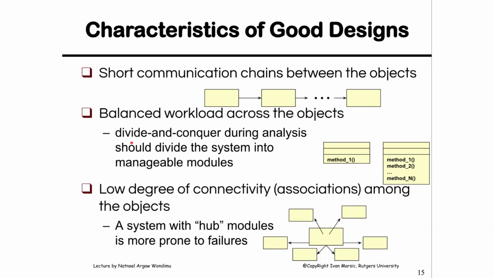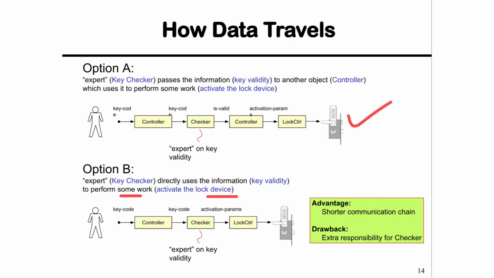But the second characteristic of good design is balanced workload across the objects. This is mainly due to the principle of divide and conquer. So you have to divide as equal a load of tasks as possible to each module or object identified in your dynamic model. The first one, short communication, and the second one might contradict each other in some scenarios, for instance the scenario that we have seen before. In this scenario, we have shorter communication for the second one and longer communication for the first one, but we are choosing the first one.